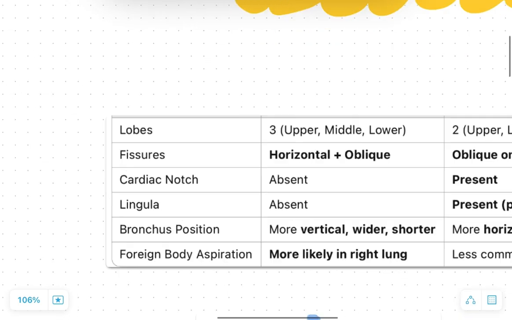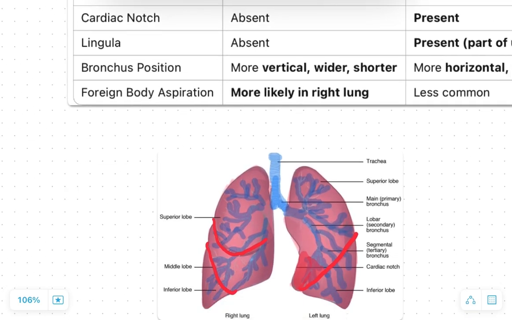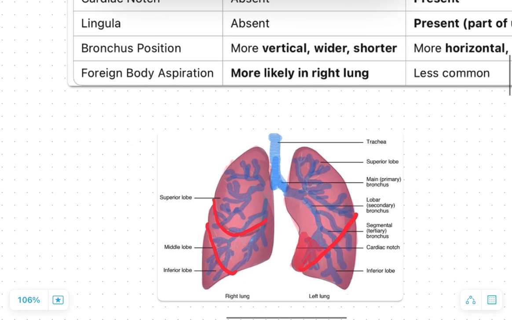So we know the main trachea bifurcates into two primary bronchi, then secondary bronchi and tertiary bronchi, where the bronchopulmonary segments arise. We have two lungs, the right lung and the left lung. The right lung has three lobes: upper lobe, middle lobe and lower lobe. The left lung has only two lobes, upper and lower lobes.